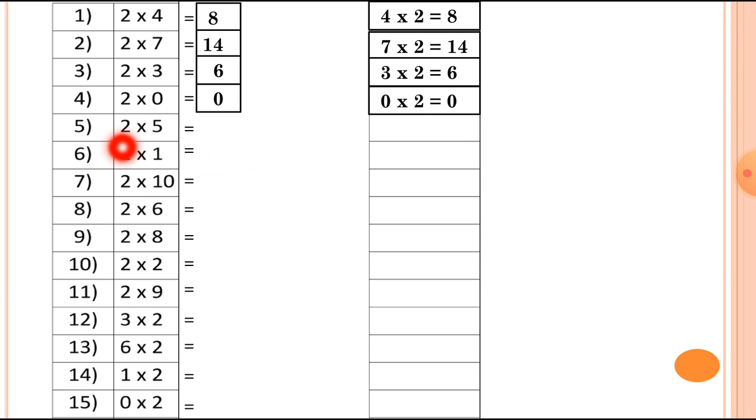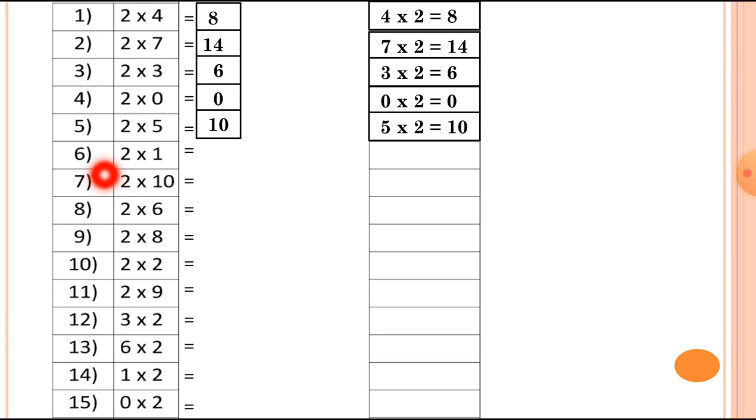Now the next one, number 5. 2 5s are 10. So we can write down the multiplication fact this way, that 5 2s are 10. If here is 2 5s are 10, we can write down 5 2s are 10. This way we have to write down.